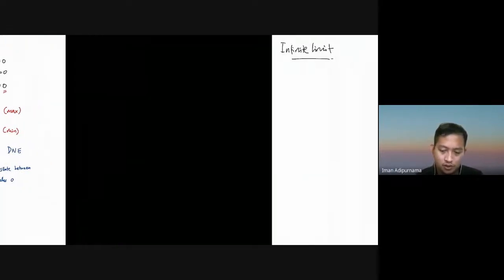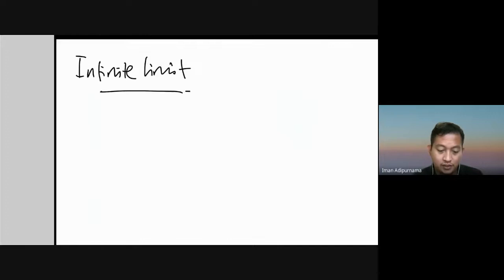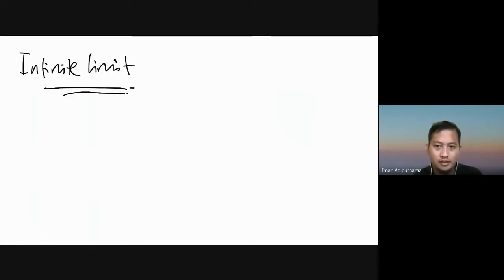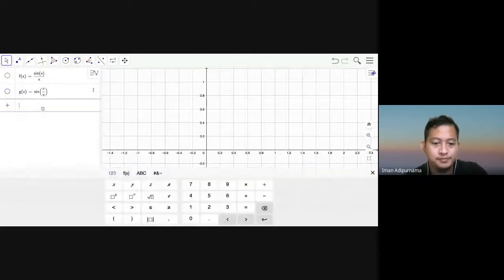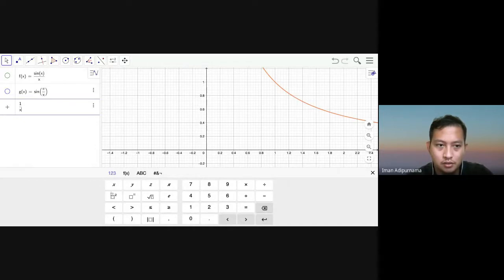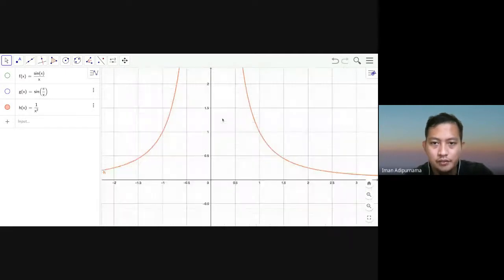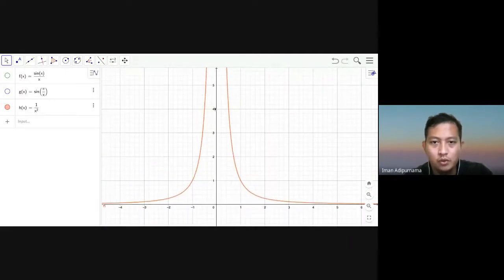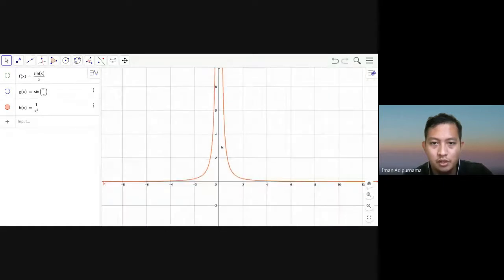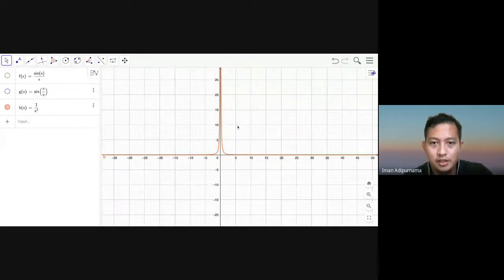The next one will be the infinite limit. Let me show you another graph. One more. Maybe making 1 over x. Let's look at this graph here. The graph is 1 over x squared. Let me zoom out so you can see what this looks like.